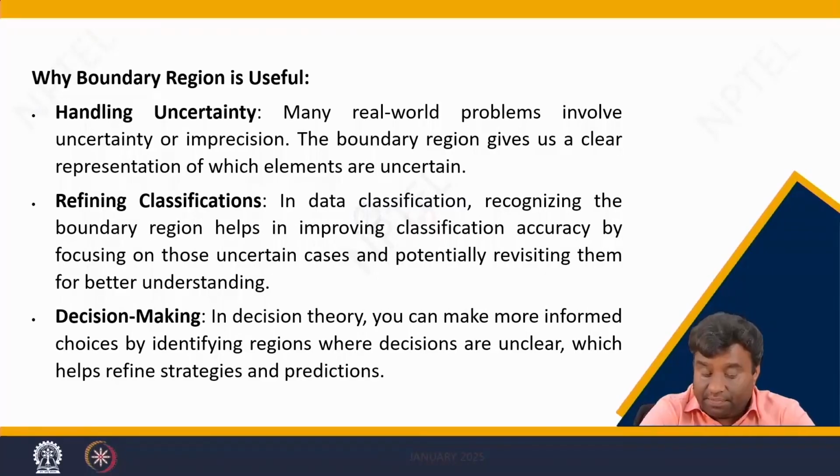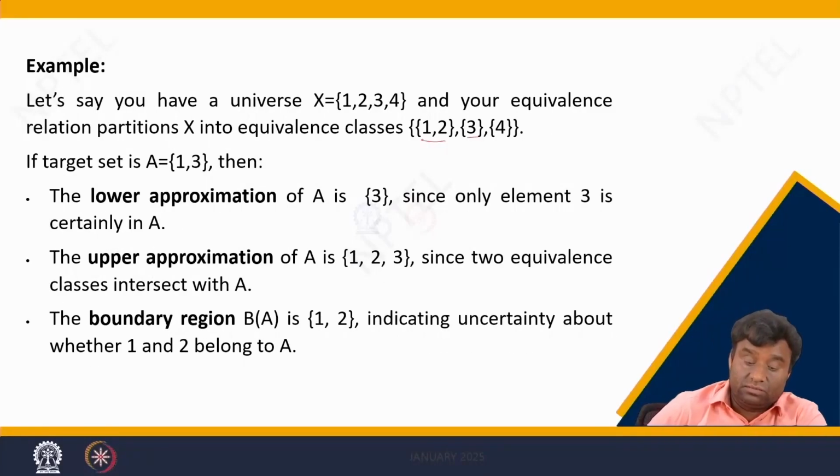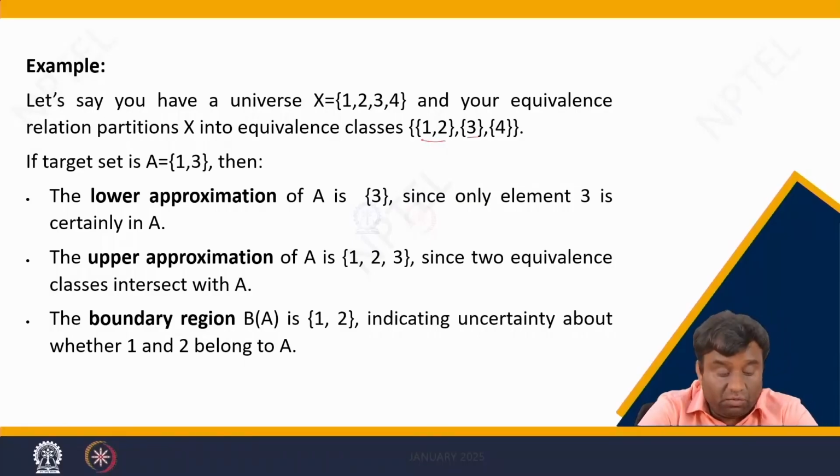Refining classifications. In data classification, recognizing the boundary region helps in improving classification accuracy by focusing on those uncertain cases and potentially revisiting them for better understanding. Decision making. In decision theory, you can make more informed choices by identifying regions where decisions are unclear, which helps refine strategies and predictions. So now we are going to solve one example.